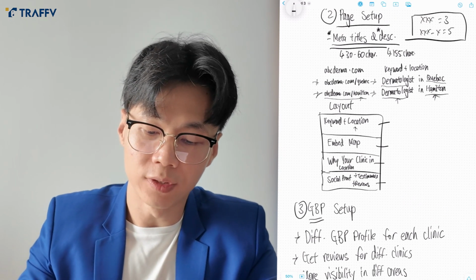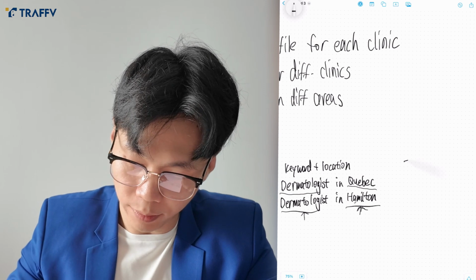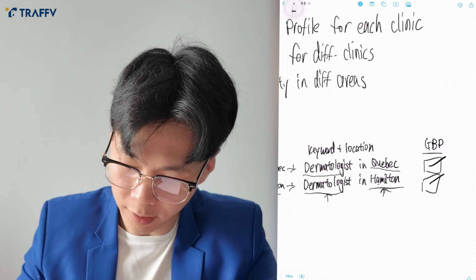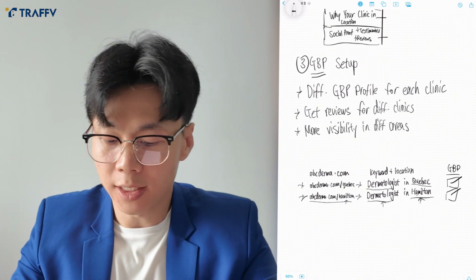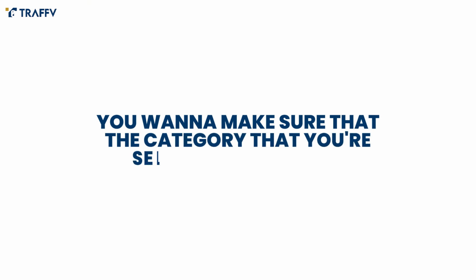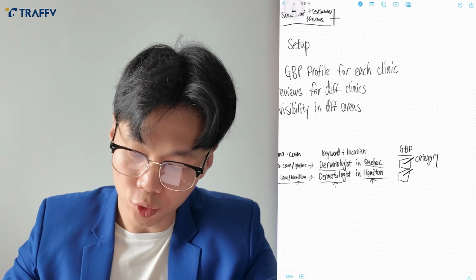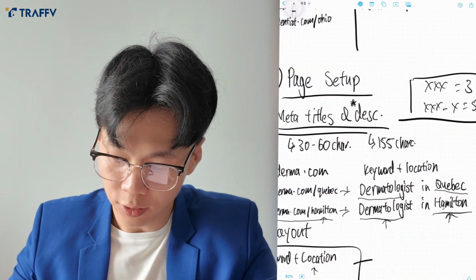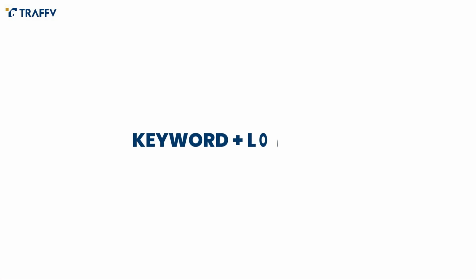So again, I'm just going to use this example. So my GBP, I need to make sure that there's a different GBP for these 2 areas. Essentially, how you want to set up your GBP is the same. You want to make sure that the category that you're selecting is correct, and also you want to set up your GBP name using this example, keyword plus location, right?